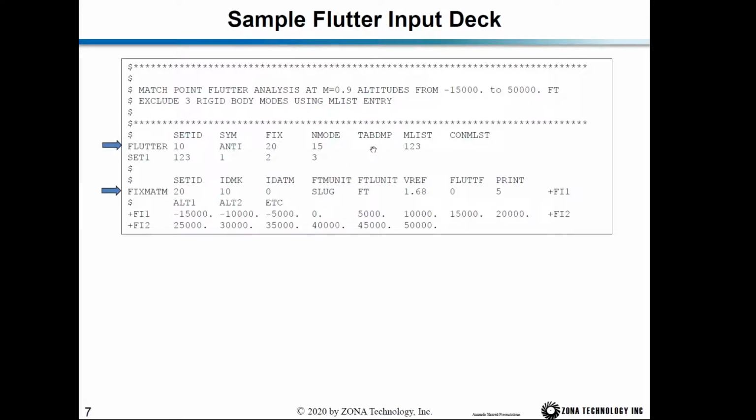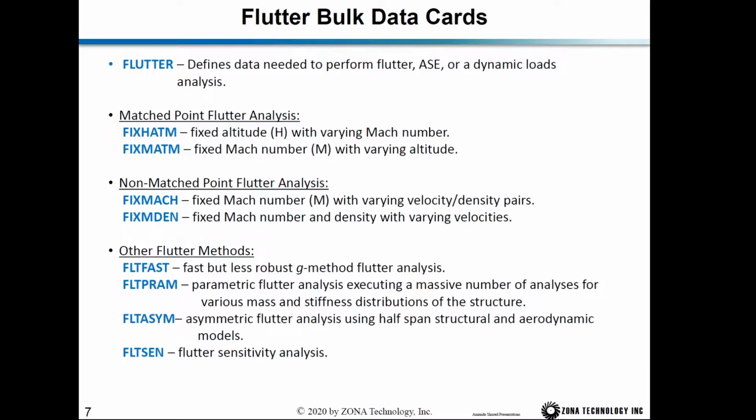And this MLIST will refer to the set 1 card. And then you say, in addition, I want to delete the first mode, second mode, and the third mode. So you end up with only 12 modes for the Flutter analysis.